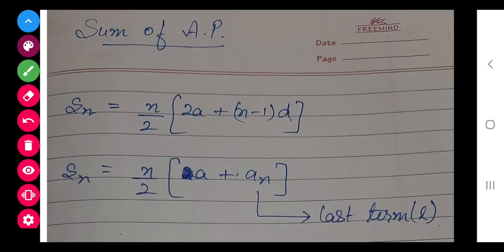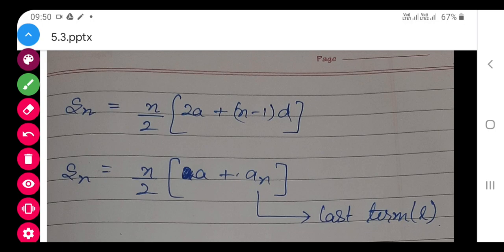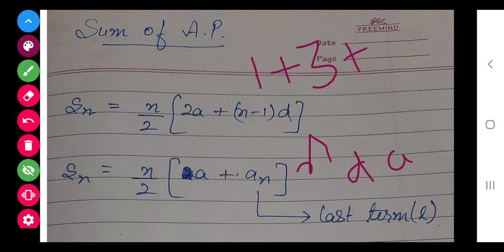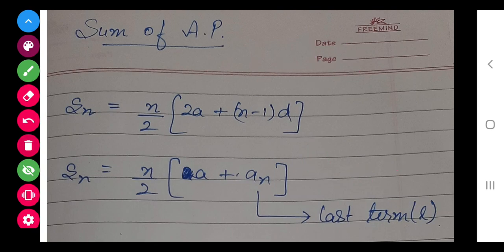Good morning, everyone. Class, today we are going to start with your next exercise that is related to the sum of AP. Now, class, you see this formula very carefully. This formula is based on three things, that is n, d, and a. So, these three things, if we know, we can implement this formula.